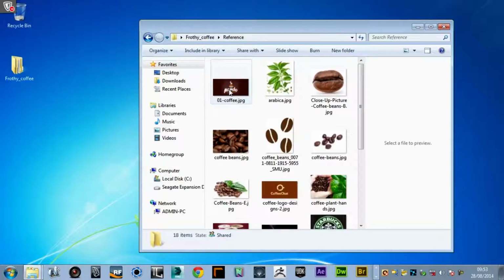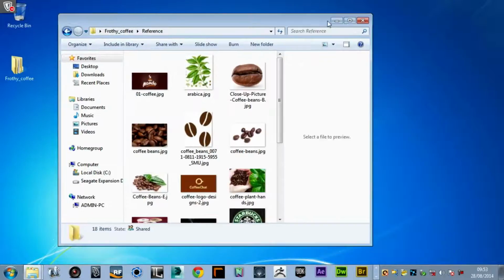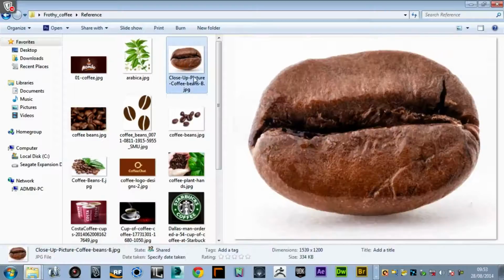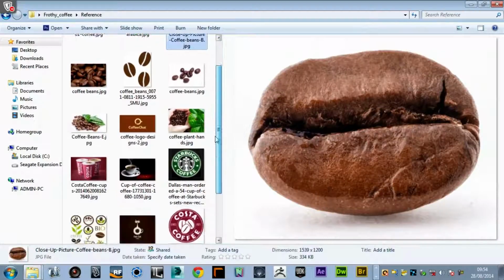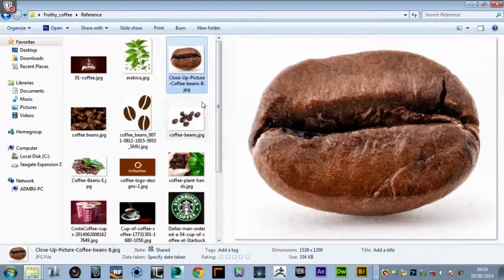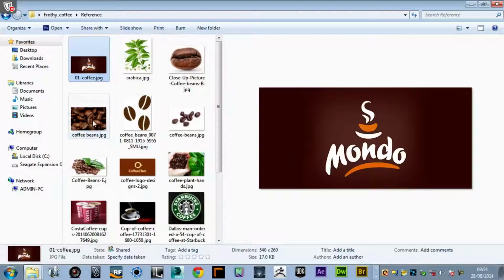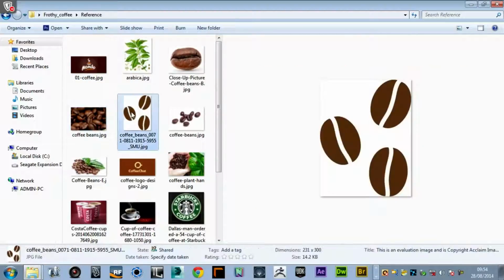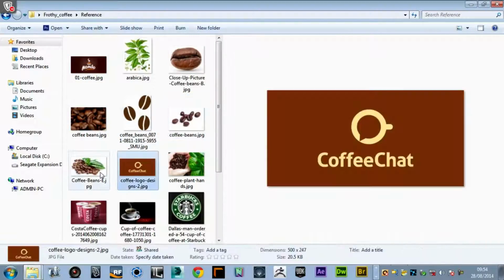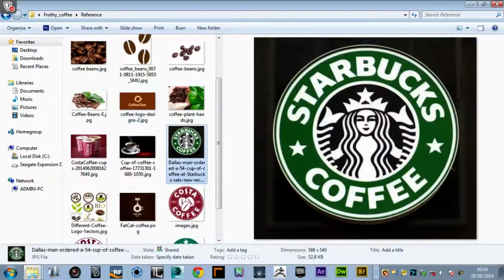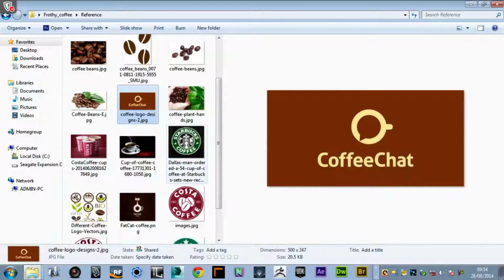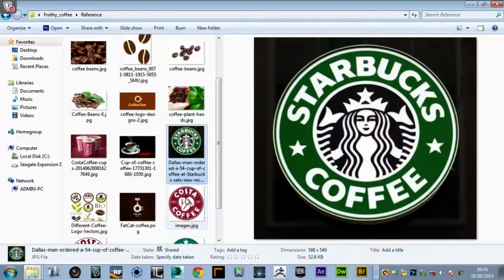So in my references folder, I've got in here a selection of images that I just pulled off the internet to try and get me in the mood for this project. So as you can see, I've got lots of beans and those sort of things, and it's all good. And down here I've also got the ones that he likes. He likes Starbucks. We've got here, this is another logo. We've got Starbucks, we've got Costa.